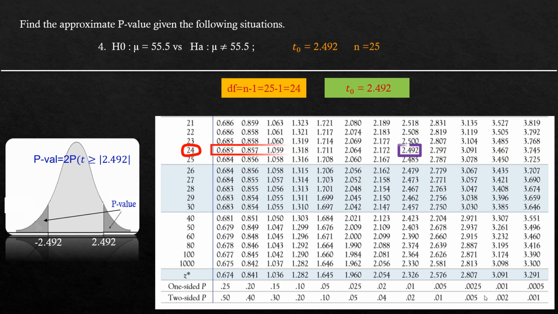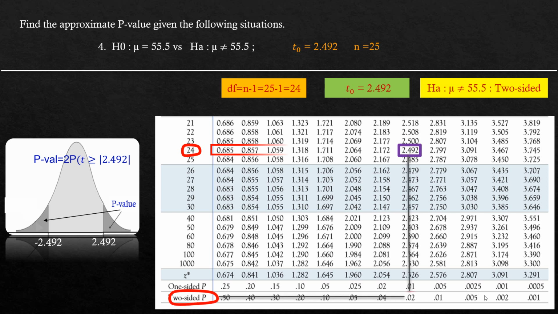Now go back to the HA. What is the HA? It is two-tailed. Why? Mu not equal, therefore two-tailed. Now go to the two-sided P. So this is the two-sided P. Then check the point at the intersection. So it is 0.02. Therefore, the p-value is 0.02.